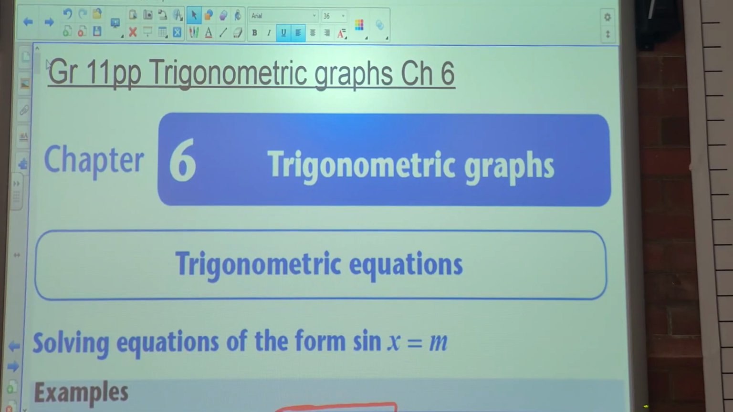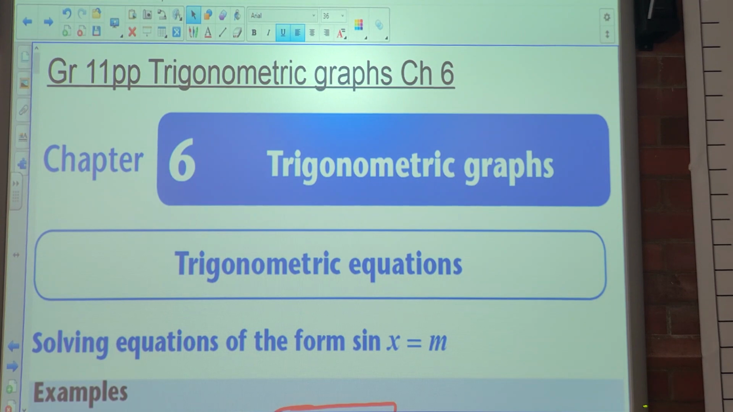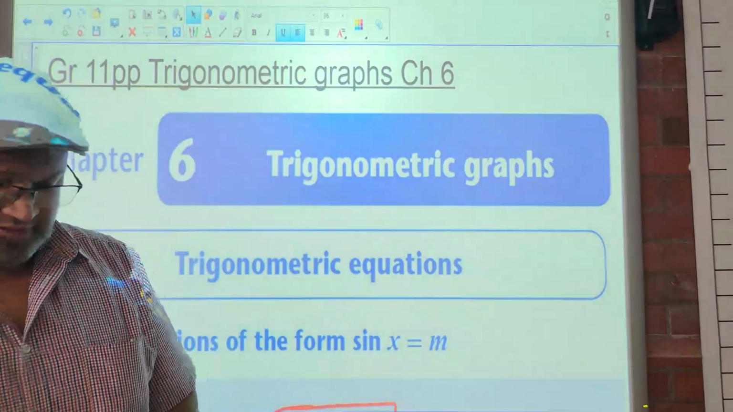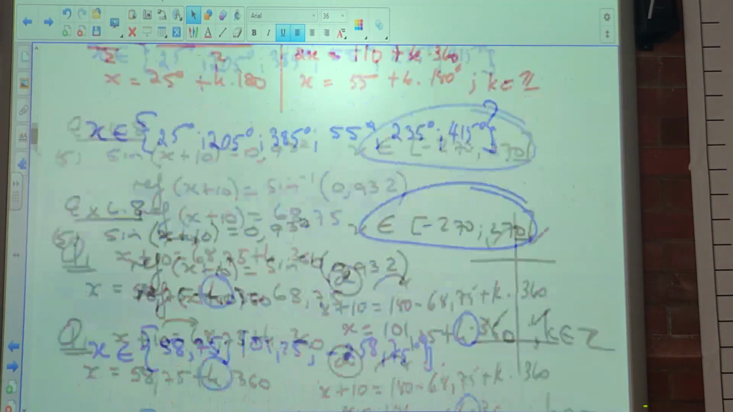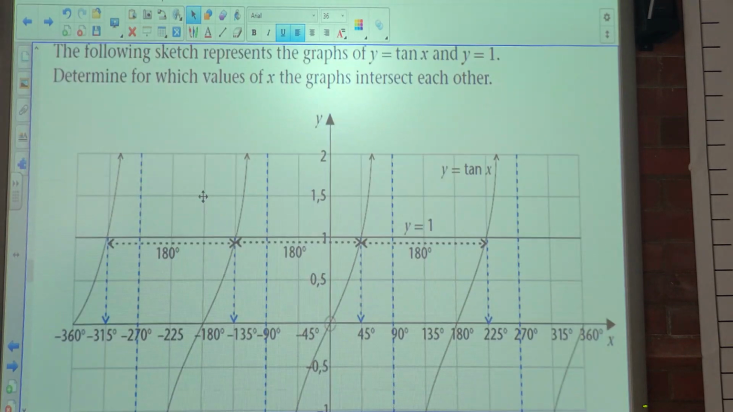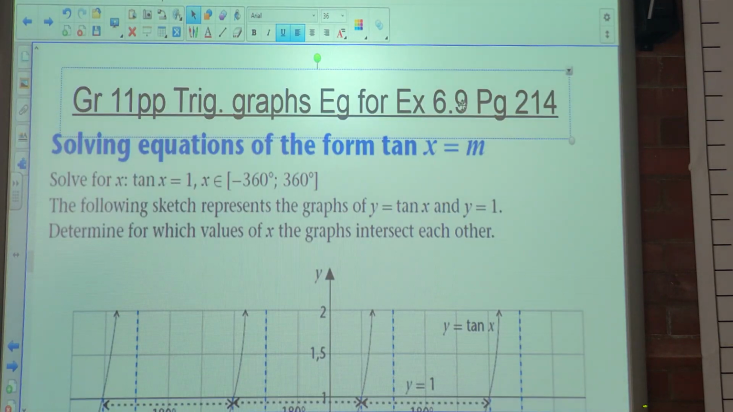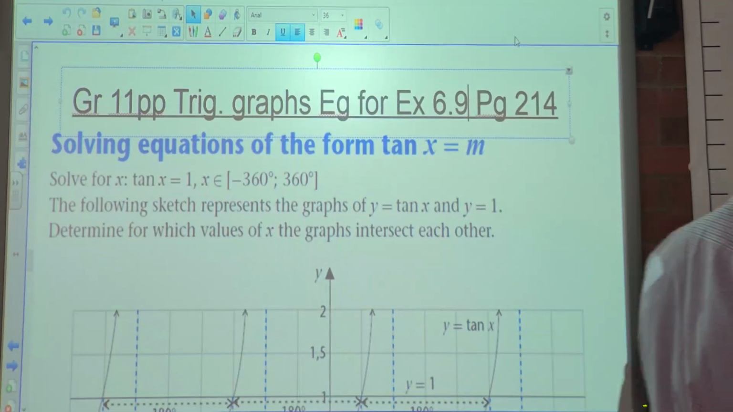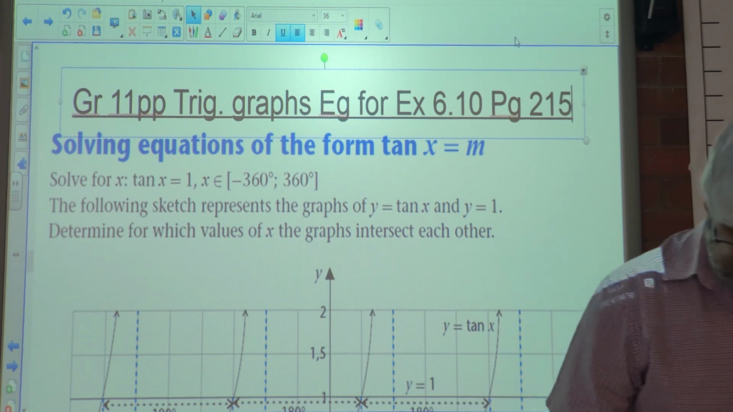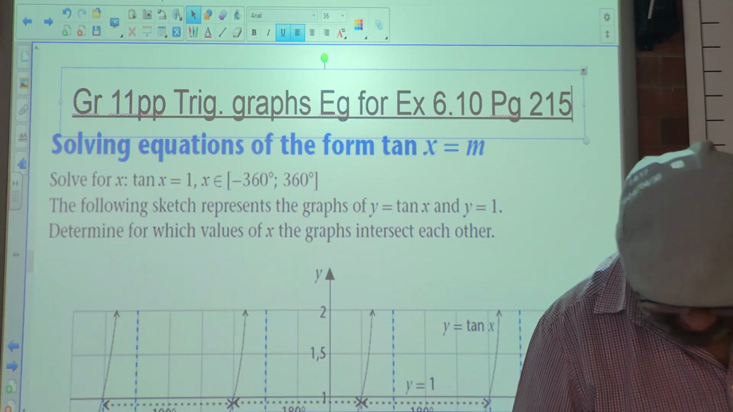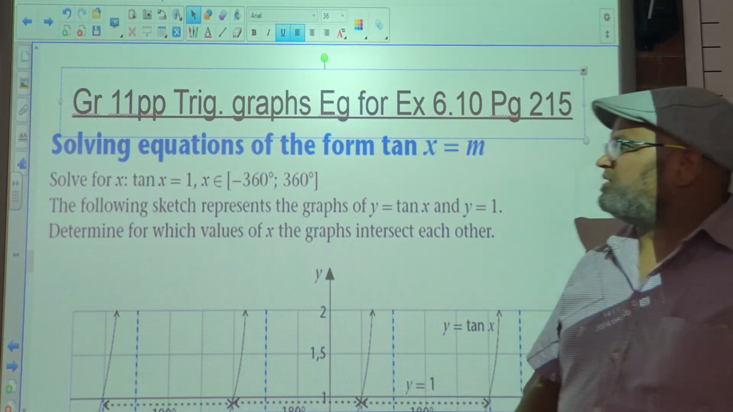Okay, good morning class. It's actually afternoon, but today we're looking at trigonometric graphs. At this point we're looking at examples for exercise 6.9 and exercise 6.10, on page 215.